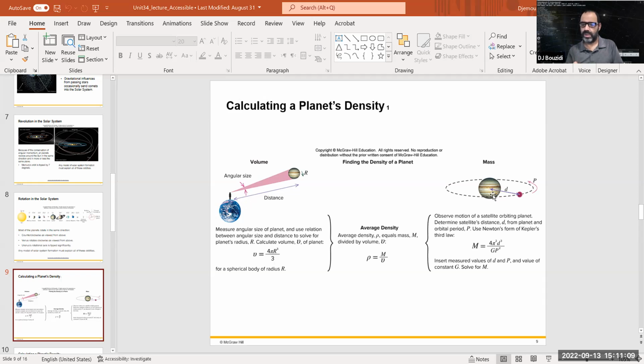And after you do that, you're going to find its period, knowing its distance, using the combination of Kepler's law and Newton's law of motion. It gives me this formula. From here, I'm going to find the mass of Jupiter. This is how we're going to weigh Jupiter in the lab.